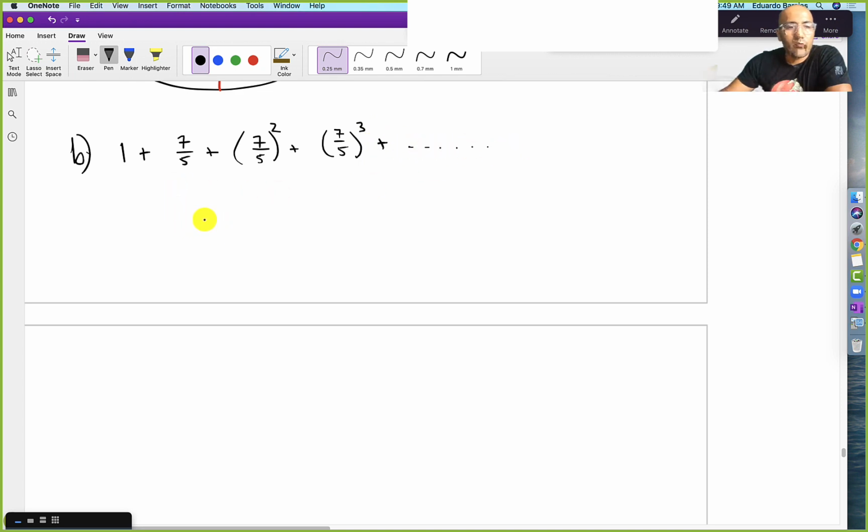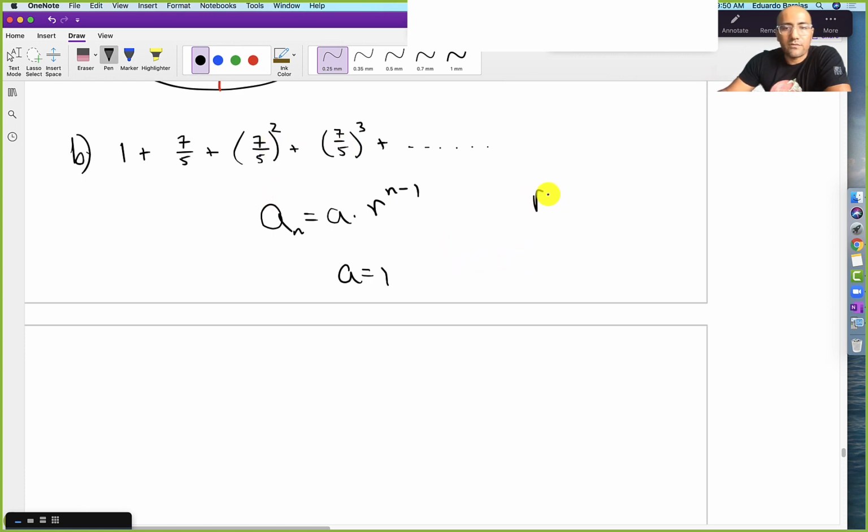Okay, we're told it's geometric, right? So the underlying sequence is geometric. It must follow this form, a times r to the n minus 1. And so from here, I can tell that a must be 1, and the common ratio is just 7/5. How do you go from here to there? You multiply it by 7/5. How do you go from here to there? You multiply it by 7/5.